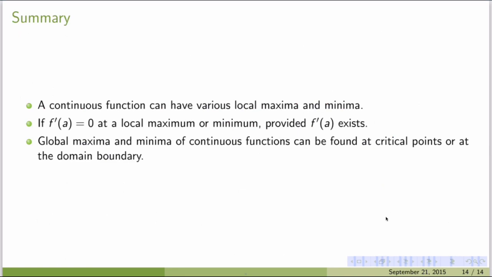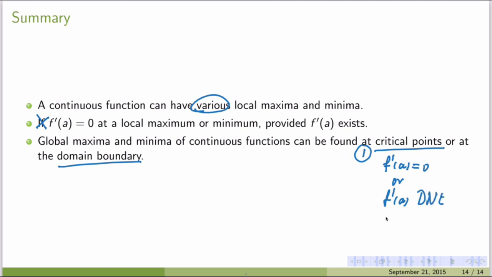Let me summarize. A continuous function can have various local maxima and minima. If f prime at a maximum or minimum exists, then f prime at a is equal to 0. So this if is actually wrong here. And we have seen the closed interval method, so that global maxima and minima of continuous functions can be found either at critical points or at the domain boundary. And in fact, this is exactly what the method says. You should first check the critical points. To remind you, critical points are either f prime at a is 0 or f prime at a does not exist. And then we check the domain boundary. Finally, we identify the maxima and minima from these two steps.